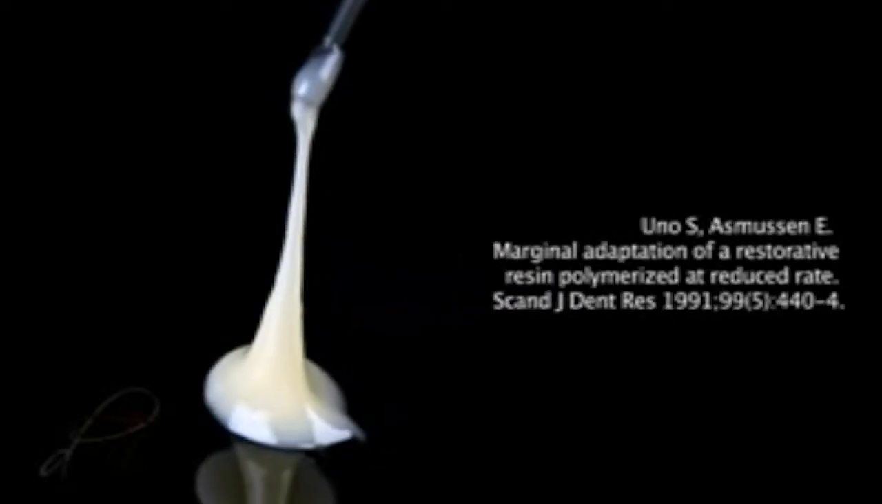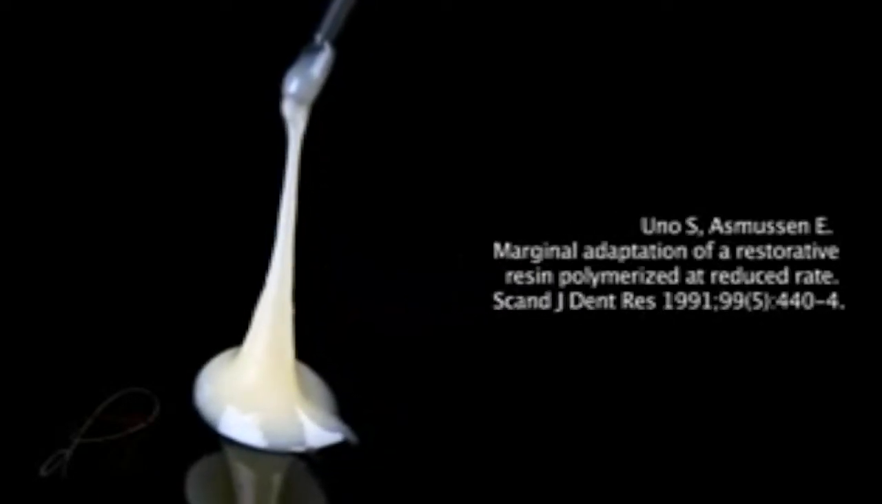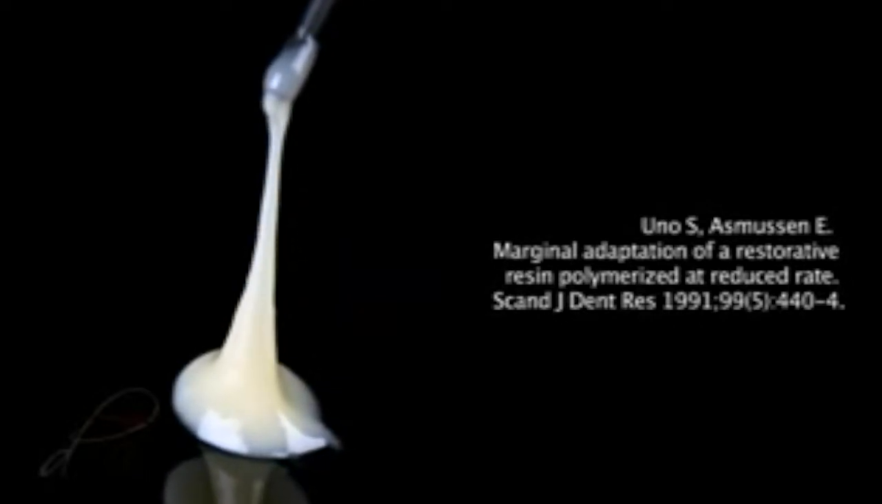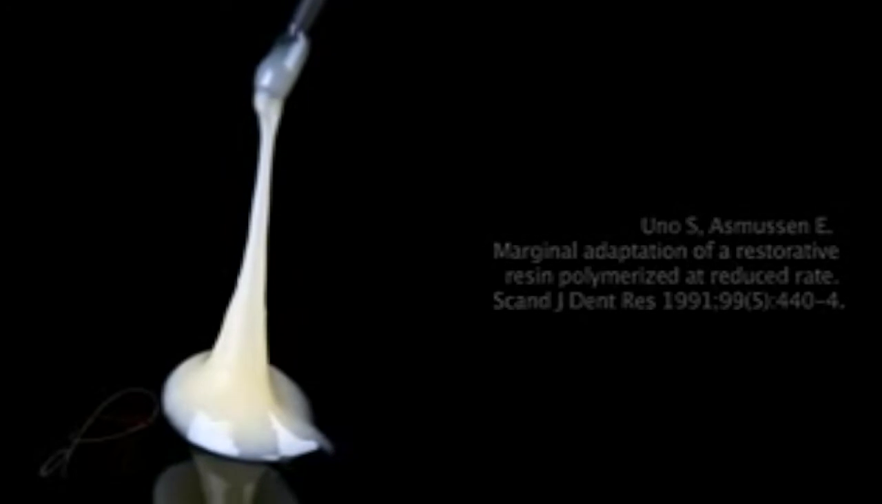The material is thixotropic. This property allows the material to structurally break down so it flows through the syringe tip when the material is stressed, and then it restructures and becomes more viscous. Uno and Asmussen suggest that using a slower polymerization causes an improved flow of molecules in the material while decreasing the polymerization shrinkage stress in the restoration.